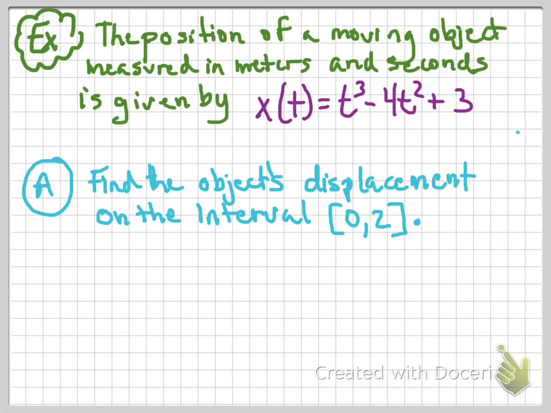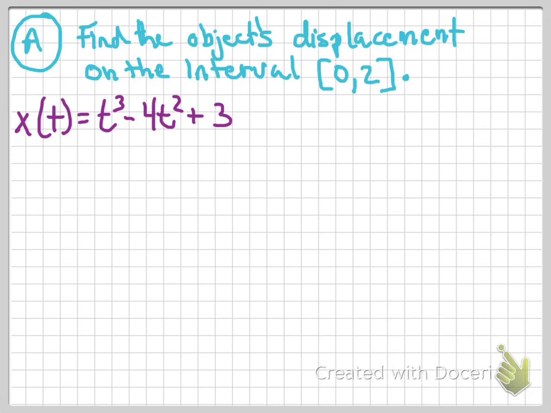So I got some questions. First question, question A. Find the object's displacement on the interval 0 to 2. So what I'm going to do is go back and look at the problem and notice that everything is in meters and seconds, and that this equation tells me the position of the particle. I'm going to pull that out as the most important piece of this question. Find the object's displacement on the interval 0 to 2, well, 0 to 2 seconds in this case.